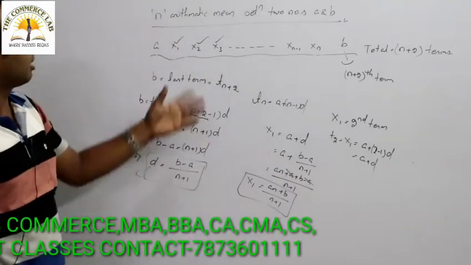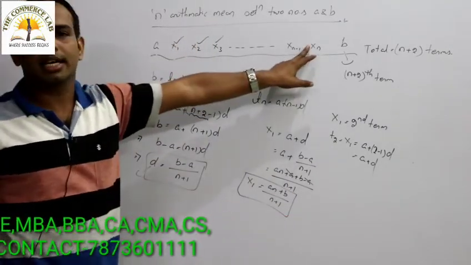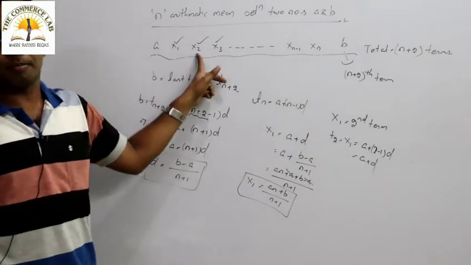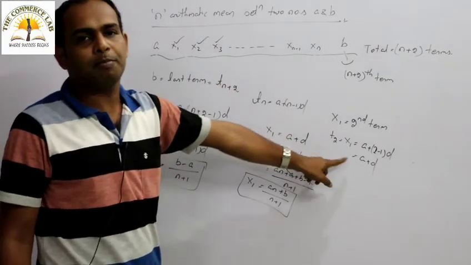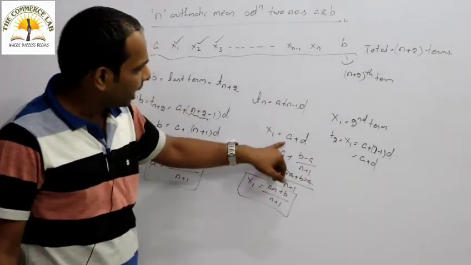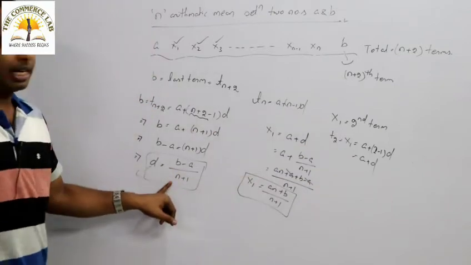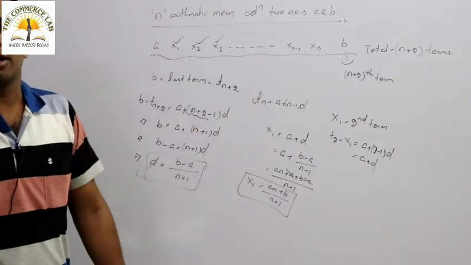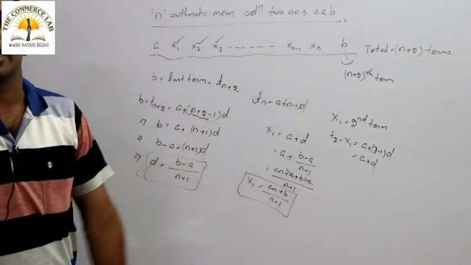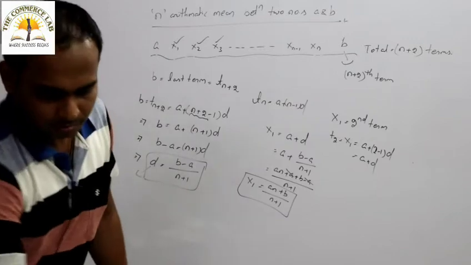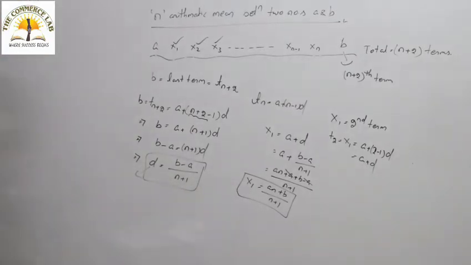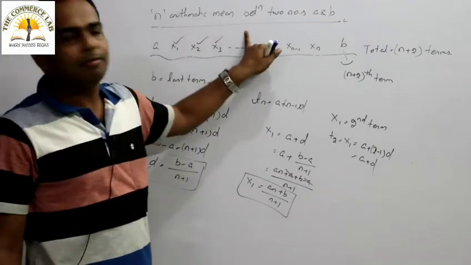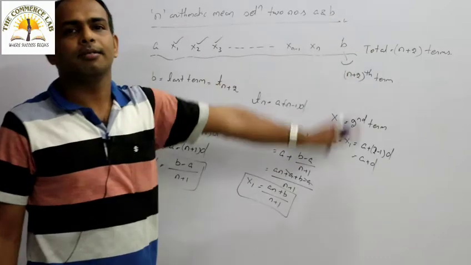Like we can calculate x2, x3 up to xn. Okay. So while calculating x2, x2 is your third term. So T3 equal to a plus 2d. So a is your a, d is your b minus a by n plus 1. Then by putting the formula, we can find out the value of x2 up to xn. Okay, this is all about your n arithmetic means between two numbers a and b.